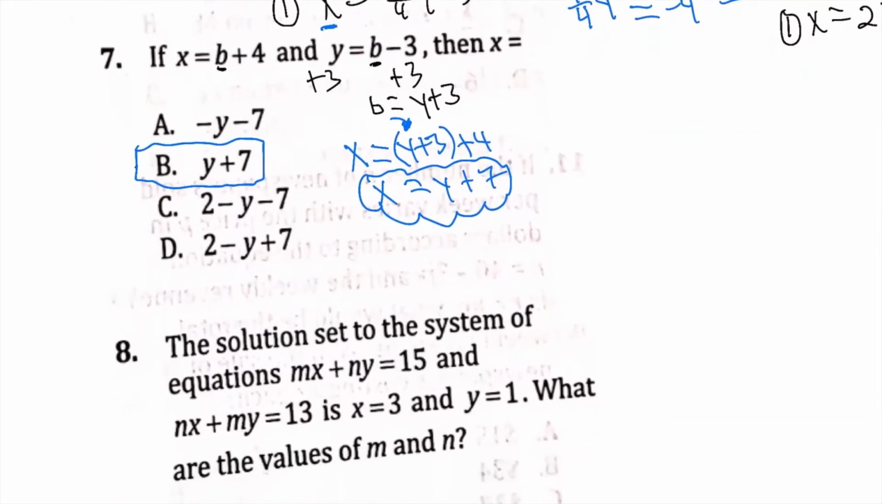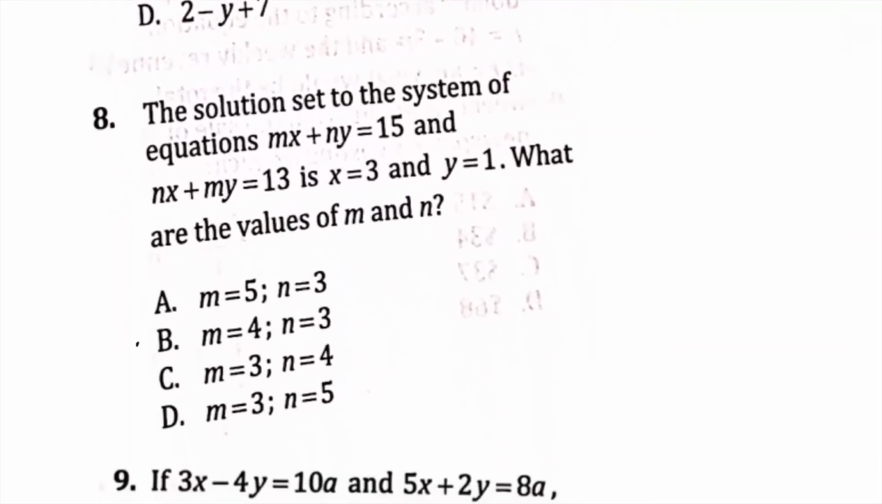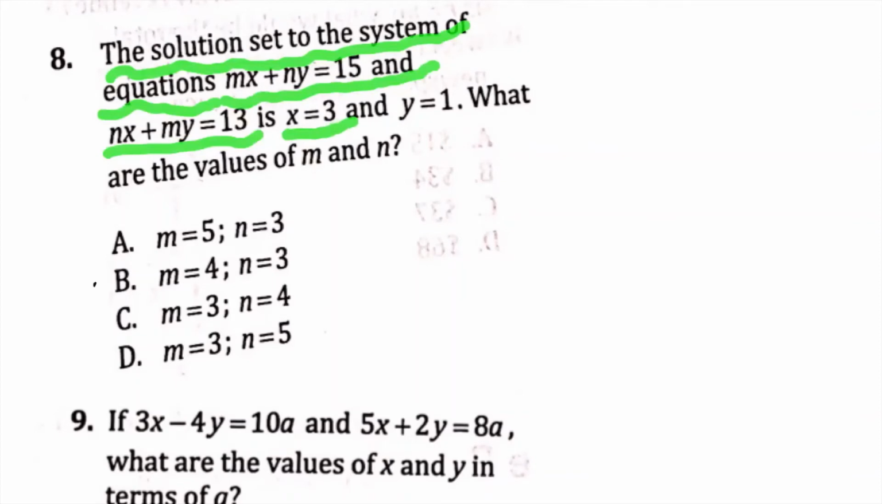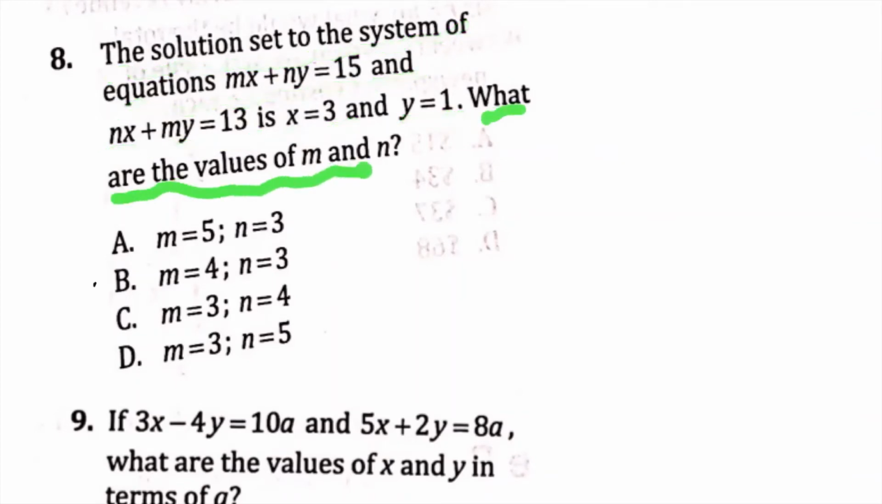Now, the next one. The solution set to the system of equations mx plus my equals 15 and nx plus my equals 13 is x equals 3 and y equals 1. What are the values of m and n? Okay, so it's going to take a little bit of math, so let's do some movie magic and see what we do.